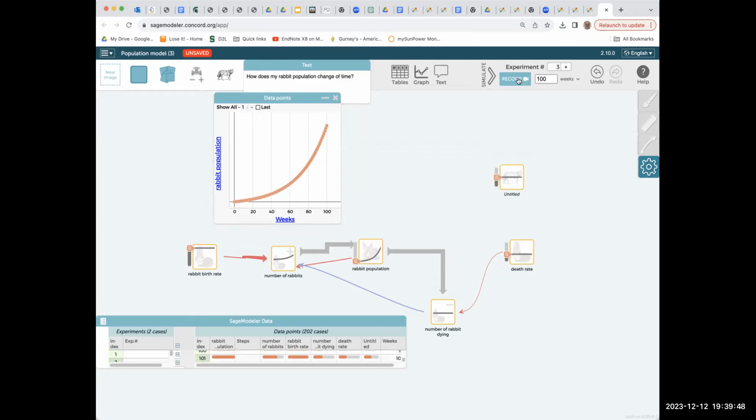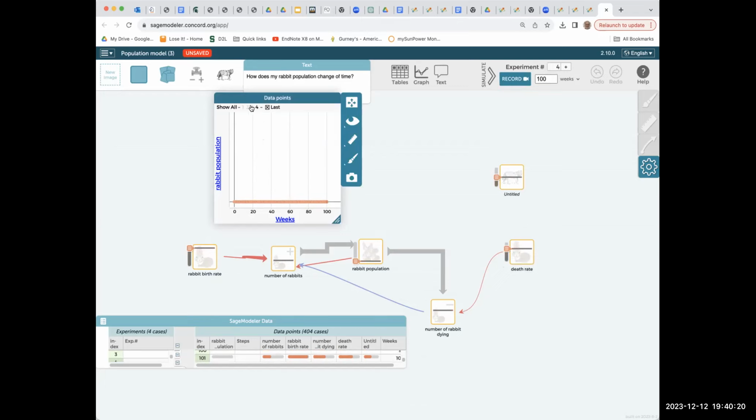And I'm going to re-record. And if I click on this, oh, shoot. Well, let's make it pretty obvious. We'll make the death rate really high. We'll advance this and we'll record. And of course, you'll notice when I make this really high, there's basically no population of rabbits because they all died because of the quick death rate.